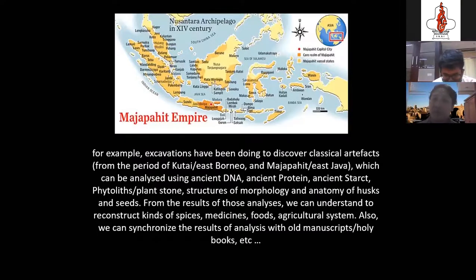But from the excavation to discover plant remains or classical artifacts, we can do analysis, like using ancient DNA, ancient protein, ancient starch, phytoliths, or plant stone, like Basira already mentioned, and structures of morphology and anatomy of husks and seeds. And from the result of this analysis, we can reconstruct kinds of spices, medicines, foods, and agricultural systems practiced by our ancestors 100 or 1,000 years ago. Also, we can synchronize the result of this analysis with old manuscripts, holy books, or reliefs. That is a good combination, like I already mentioned in the beginning of my talk.